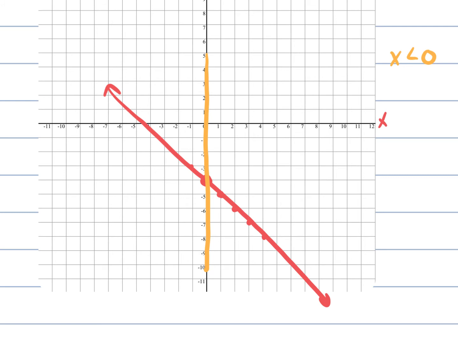Less than 0, would that be to the left or to the right? To the left. So that's the part that we keep. Everything else gets erased. So everything to the right of 0 gets erased. So we only keep where x is less than 0.